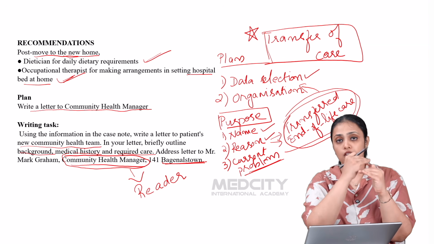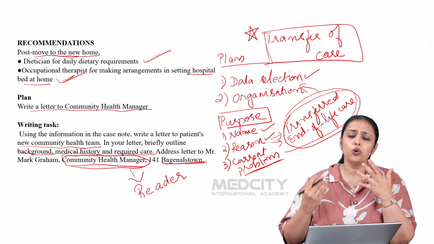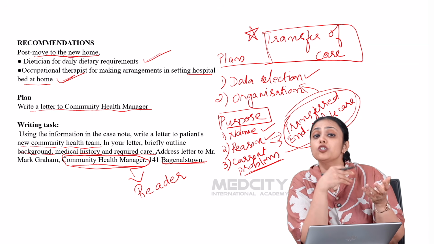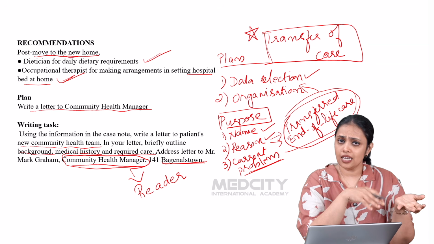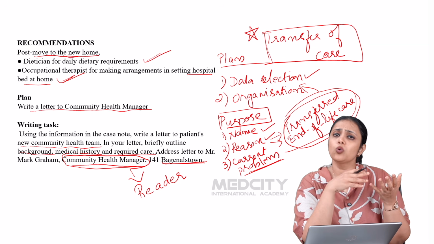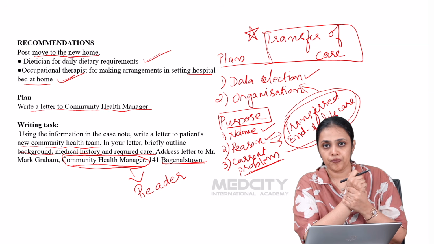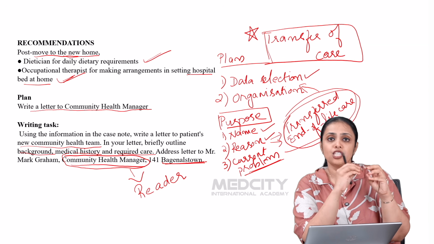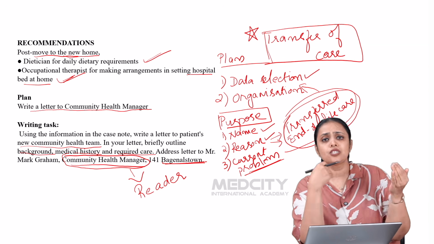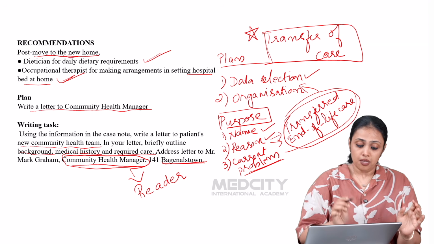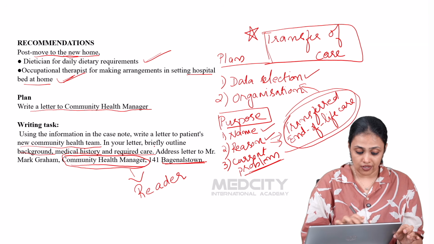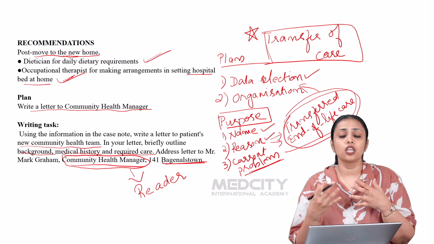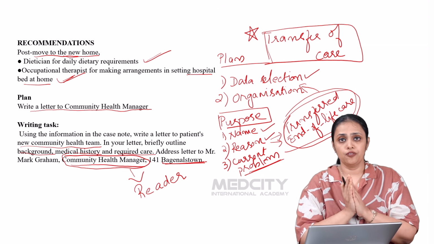From that purpose paragraph, now you're going to expand the letter. So which idea, if we put it in the first body paragraph immediately after the purpose paragraph, would be better? Do we need to talk about today's findings, or is it okay if we start with the background details? I would say that in situations where you don't have to provide management for a specific medical condition, you can always start off with the background details of the patient. Because in the writing task they have mentioned, briefly outline the background, medical history and required care. They are not talking about highlighting the current condition of the patient.